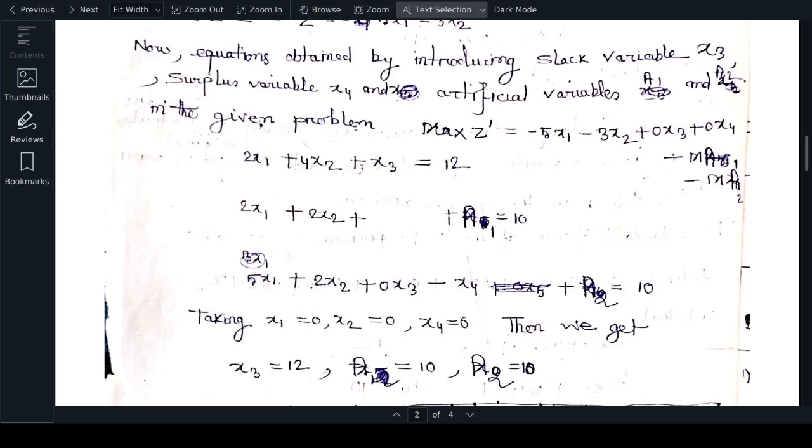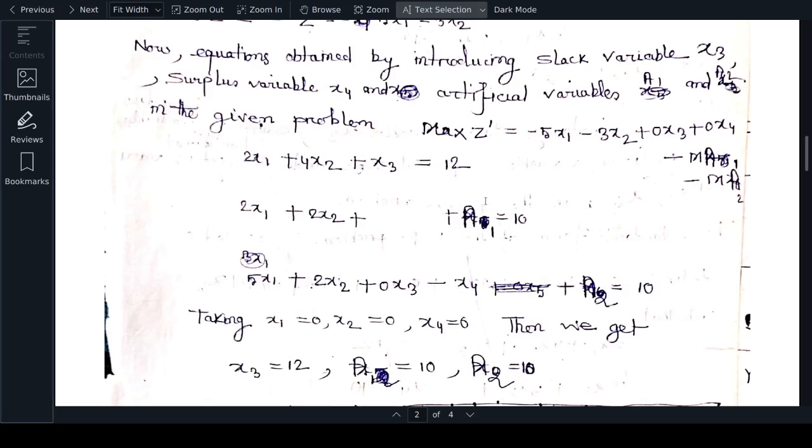So for the first constraint you see, the slack variable is x3, and for the second constraint we only use the artificial variable a1, and for the third constraint we use a1 and a2. Sir, are we multiplying them with M, like not zero? How, I mean, are we doing that?